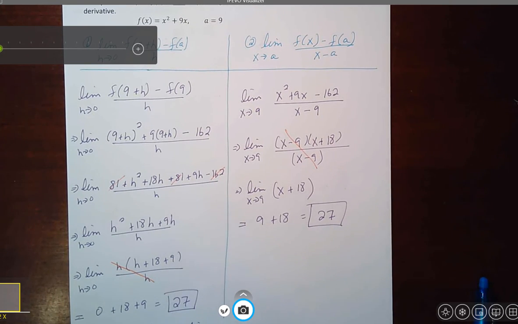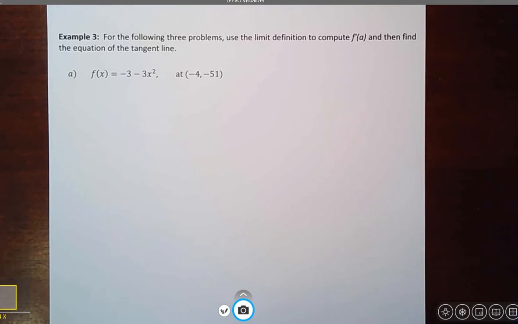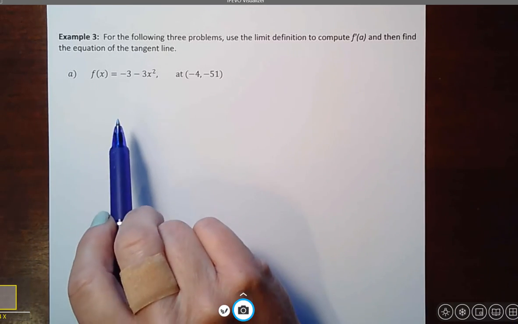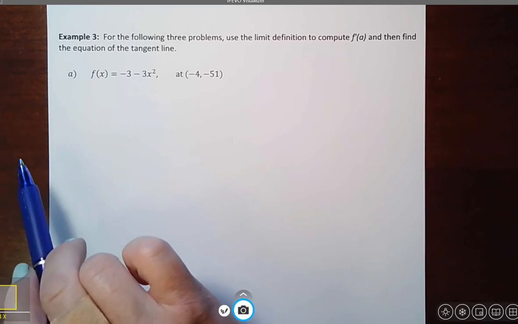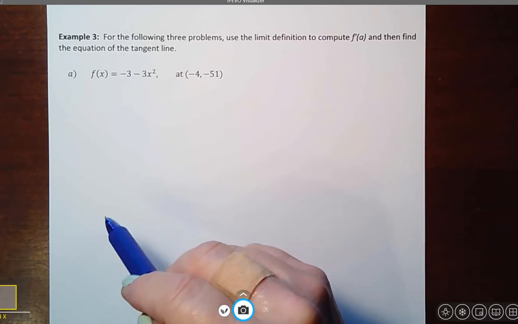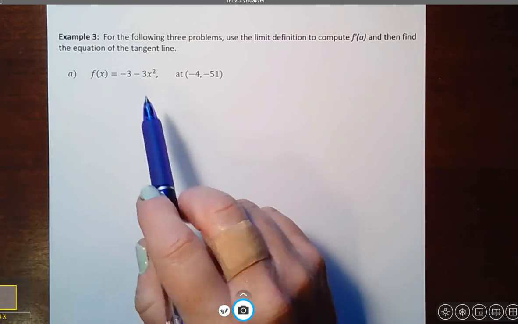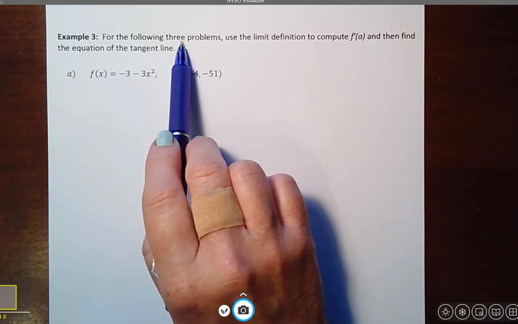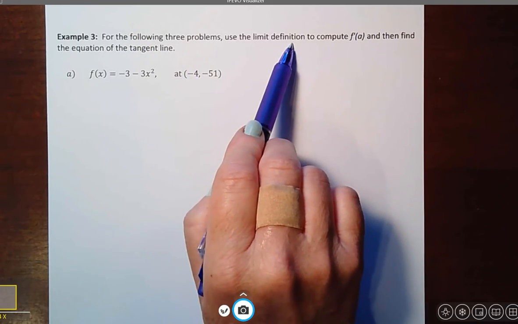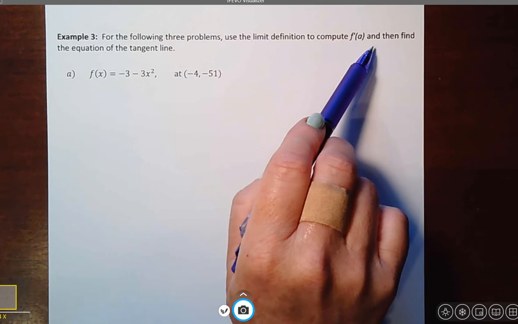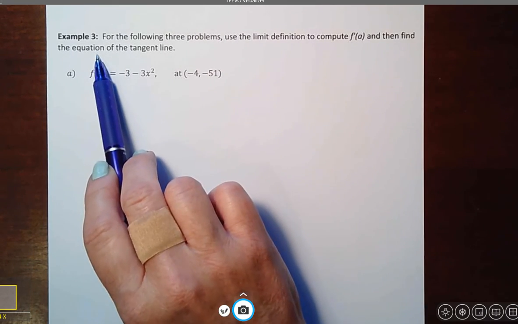We're going to go on to the next page. Example 3 has 3 parts, parts A, B, and C, and those are the last problems of this video. Basically it's doing what we did with the previous problem, but taking it one step further. We have one extra step involved. For the following 3 problems, use the limit definition to compute f prime of a, and then find the equation of the tangent line.